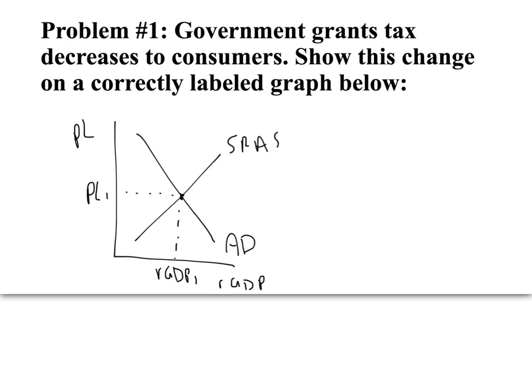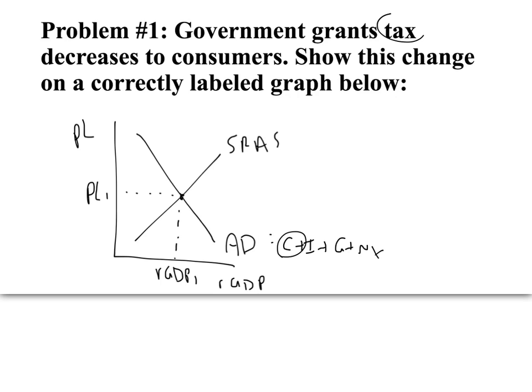So problem one states, government grants tax decreases to consumers. Show this change on a correctly labeled graph below. So first off, we have to decide, so this government granting tax decrease to consumers, where does that fit in? Is that an aggregate demand or aggregate supply? And because it's consumers, remember that aggregate demand equals consumption plus investment plus government plus net exports. So it's going to affect consumers.